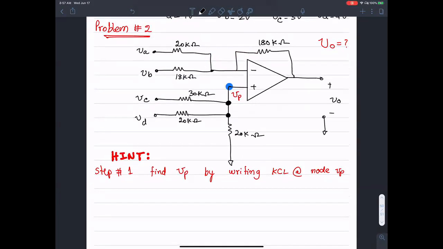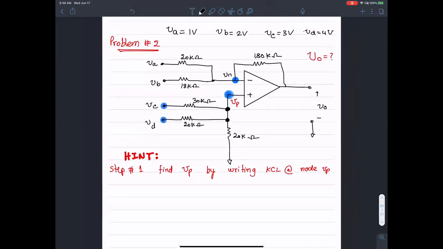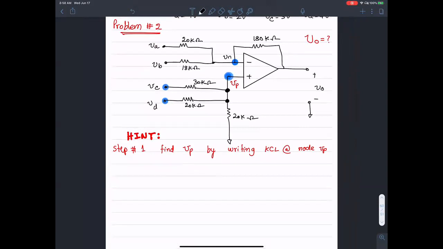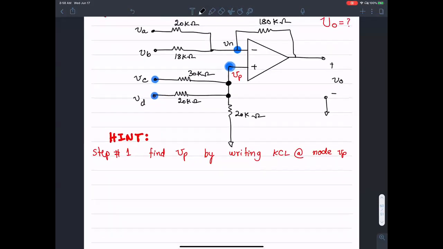So the first step is to write. It seems there are 2 sources here, VC and VD. Like we discussed earlier, the first step would be to find VP and equate that to Vn, and then write a KCL over there at Vn, right? But it seems in order to be able to find Vp here, we should first write a KCL at node Vp. So this is the first of its kind where Vp is not readily obvious. We have to go through a little bit of exercise to find that.